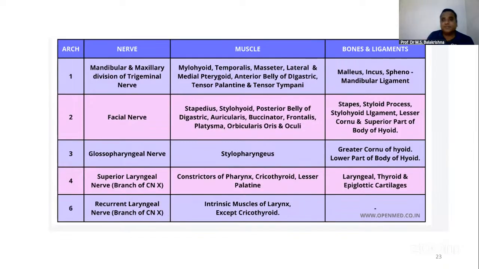Second arch. Then the glossopharyngeal nerve, that is your ninth cranial nerve, supplies stylopharyngeus. Superior laryngeal branch of vagus, the 10th cranial nerve, supplies the constrictor muscles of the pharynx and all. So this table is extremely important, right? In MCQ books, answers may be given wrong. It may be wrongly typed. It doesn't matter. If you know this table, you can answer superbly. Even the bones and ligaments derived from each arch, you have to answer. This is basically an embryology question.